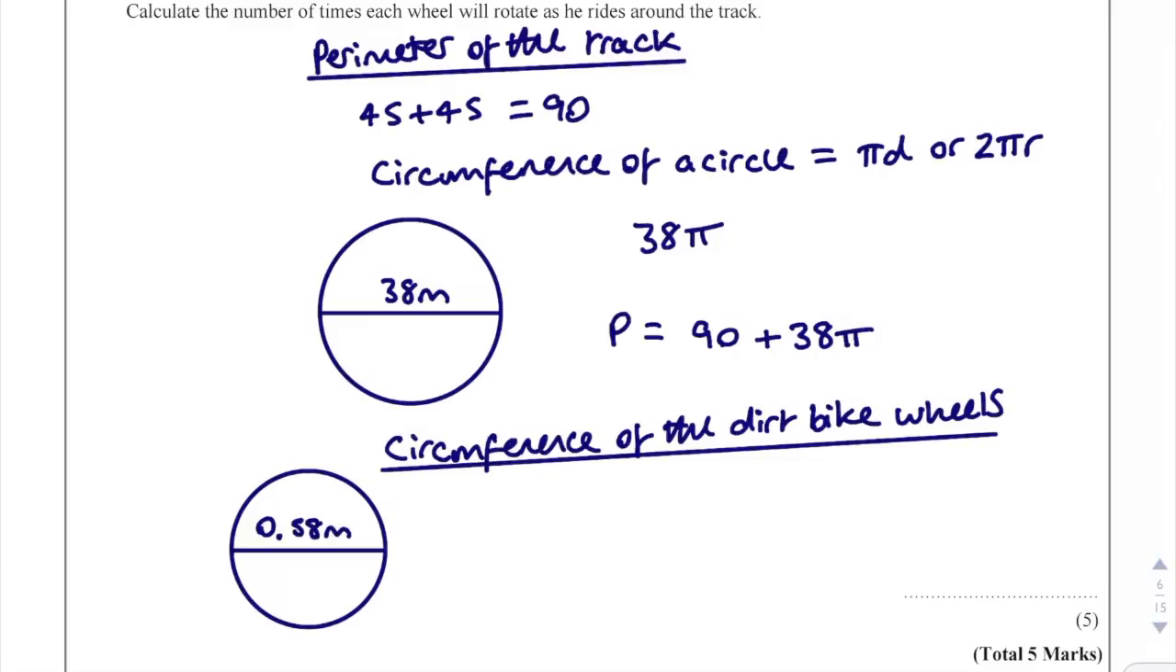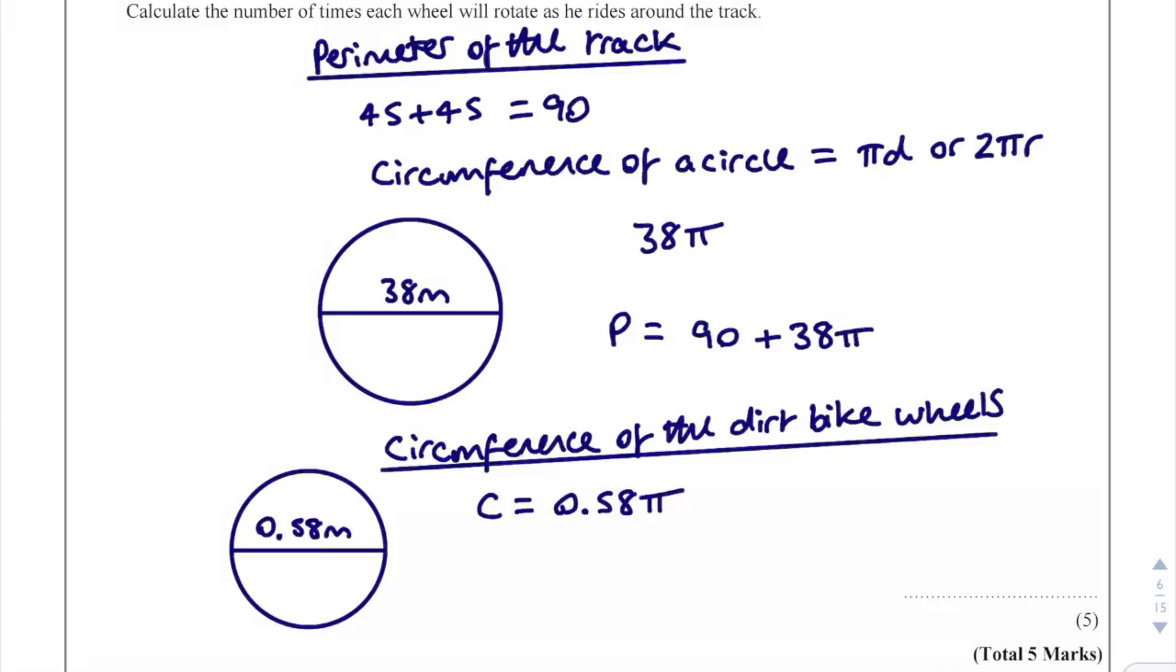Now remember, the circumference of a circle is pi multiplied by the diameter, so this circumference, if I call it C, is going to be 0.58 multiplied by pi. Okay, so now I've got the total circumference of one of the dirt bike wheels, and I've got the total perimeter for the track.